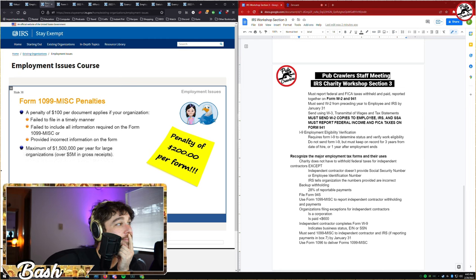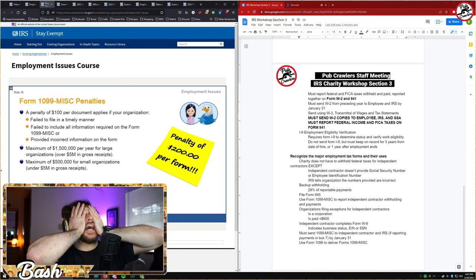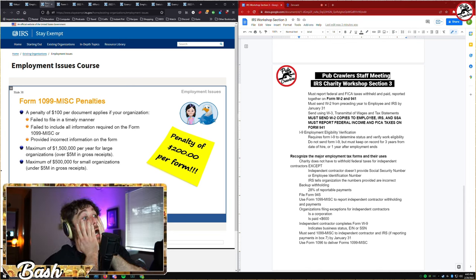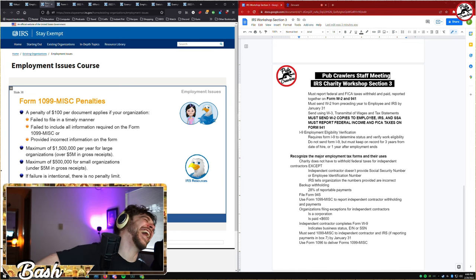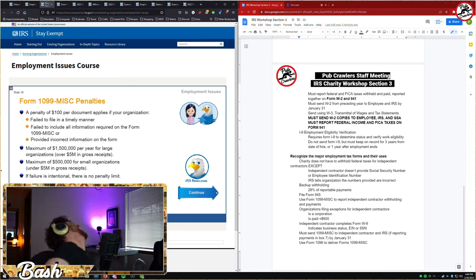The maximum penalty is $1,500,000 per year, or $500,000 per year for organizations with less than $5 million in gross receipts. If failure is found to be deliberate, there is no limit on the penalty. Wow. So hold on a second.